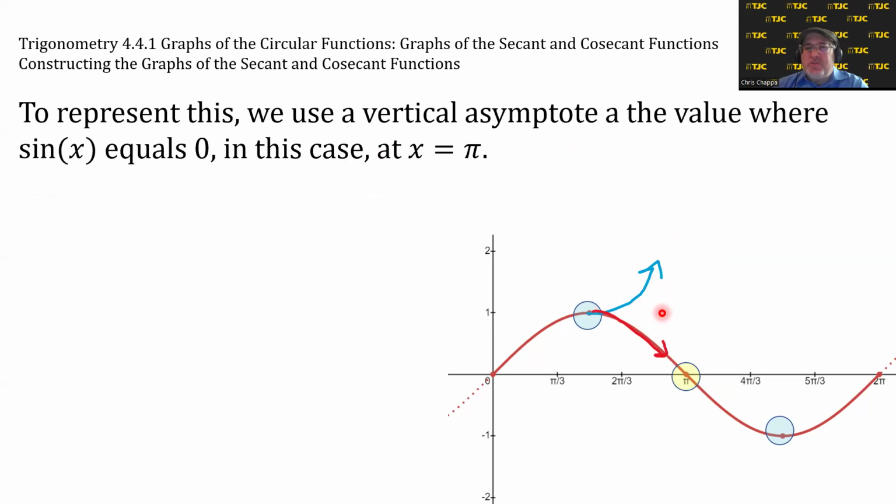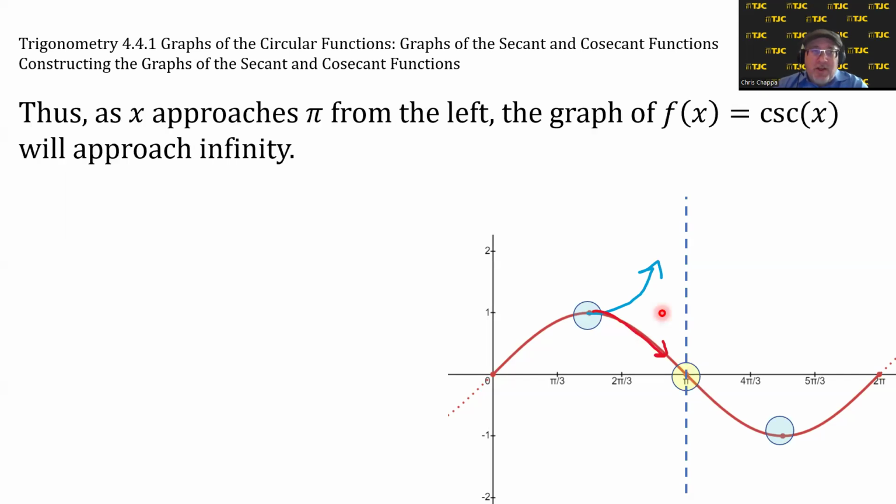To represent this, we use a vertical asymptote at the value where sine of x equals 0. In this case, x equals pi. If you saw the tangent-cotangent video, you saw this coming. Thus, as x approaches pi from the left, the graph of f of x equals cosecant of x will approach infinity and go up forever.